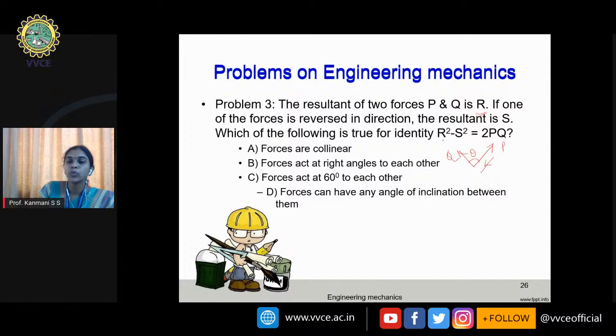If I have to prove this true, then what should be the angle between these two forces? That's the question. Which of the following is true for the identification of r square minus s square is equal to 2pq? Let's find out this theta first, for which I'll write the formula. When two forces are acting at a point, there are two methods. Okay, what is the first method?